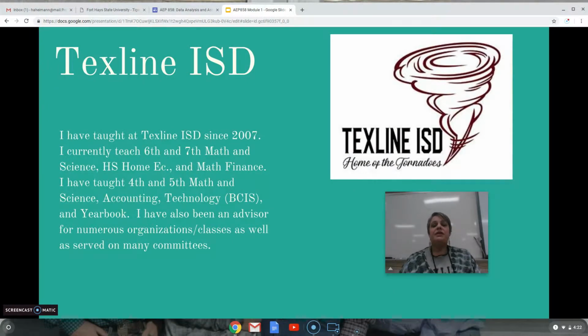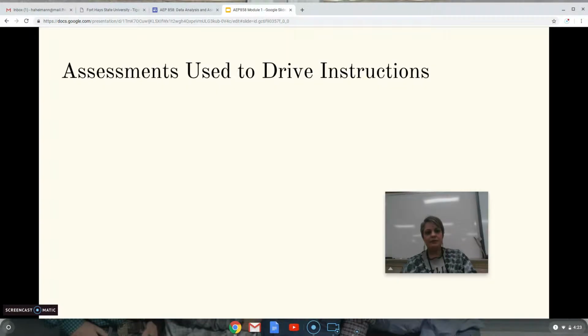I've worked for 12 years at Texline ISD, where I am currently teaching 6th and 7th math and science. I also teach a high school home economics class, math finance class, as well as some remediation courses. Over these last 12 years, I've taught 4th and 5th math and science. I've taught accounting, technology, or BCIS, yearbook. I've also been an advisor for numerous organizations and classes, as well as served on many different committees.